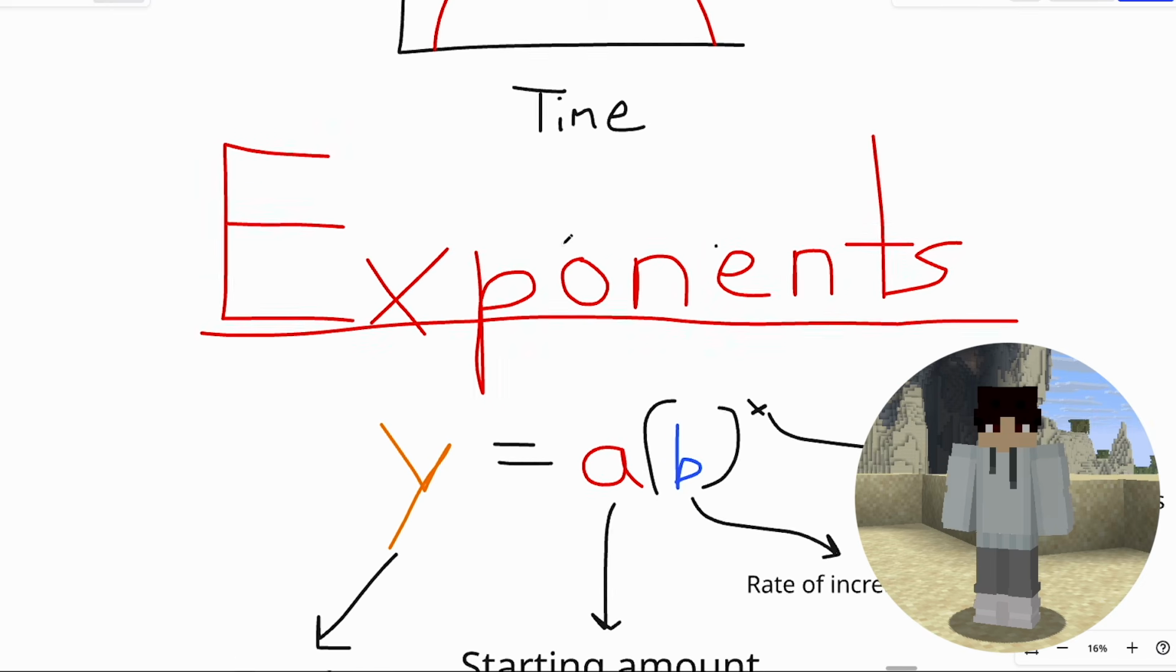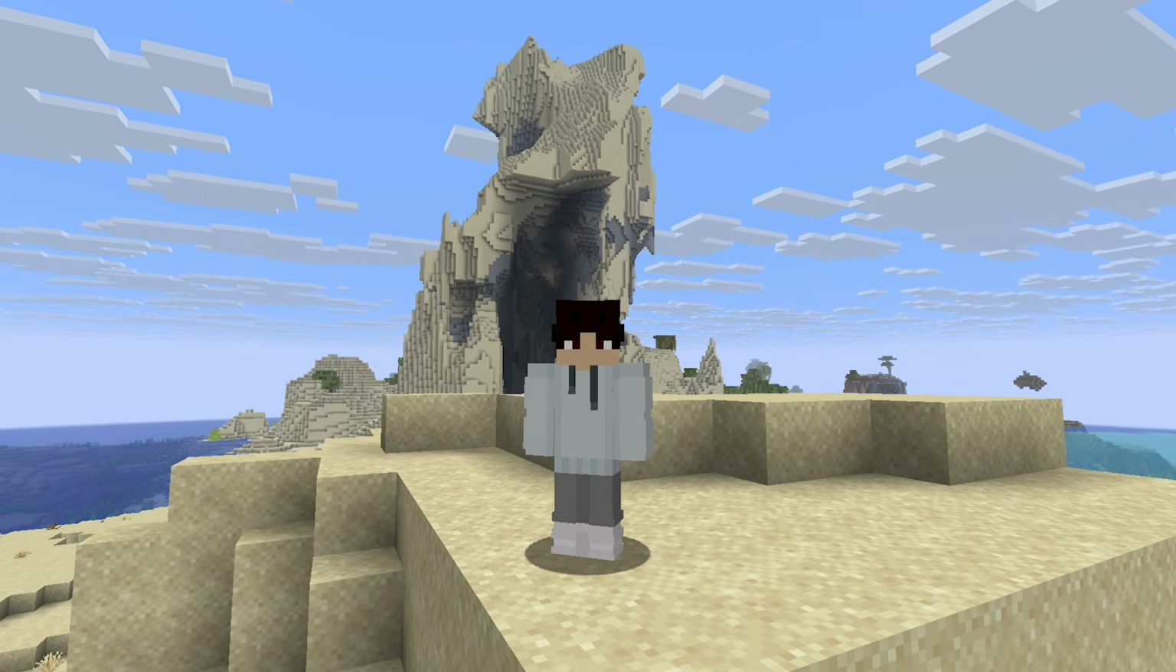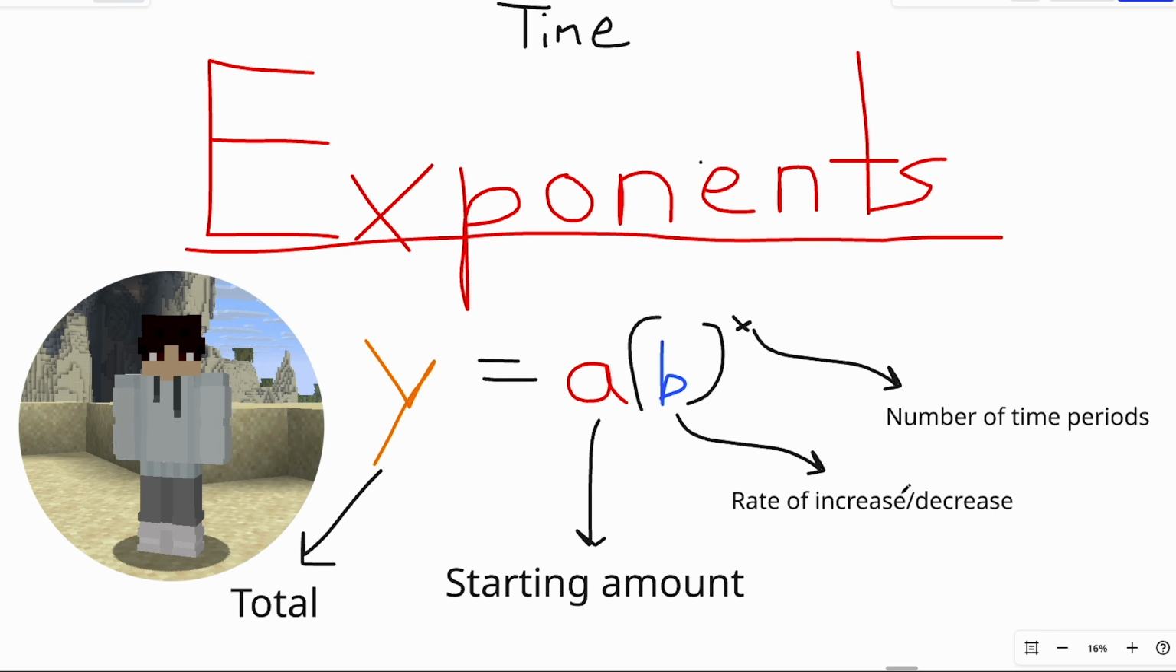And then finally onto exponents. So this does have kind of a formula. Y equals AB to the X power. Y is the total again. A is the starting amount of the thing. So, it's the very base thing. Then you have the rate of increase or decrease. So this is essentially the growth factor. And then finally, X is the number of time periods.